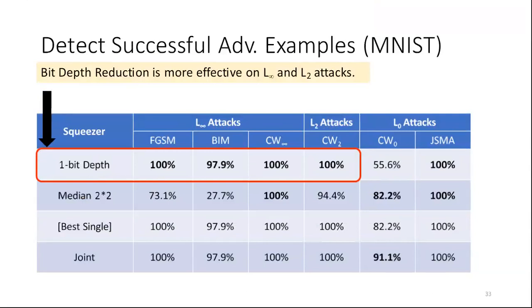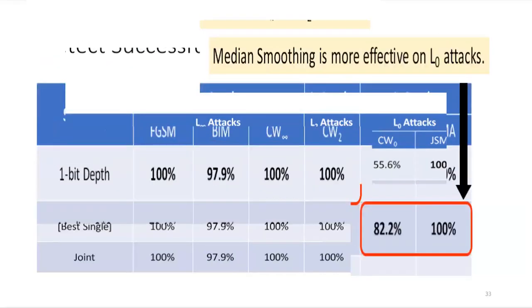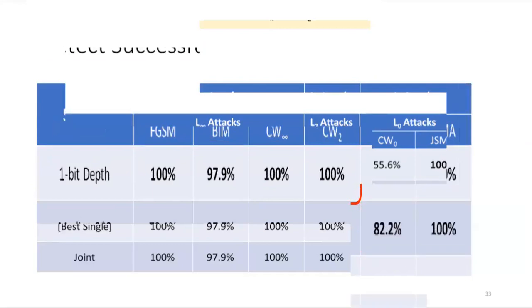It doesn't work very well on the Carlini and Wagner L0 attack. So we then add the median smoothing, and it works a little bit better. Then we do a joint of one-bit depth reduction plus median smoothing. This is a joint squeezer, and it improves the detection performance dramatically from 55 for one-bit and 82 for median into 91. So clearly these squeezers are complementary to each other.